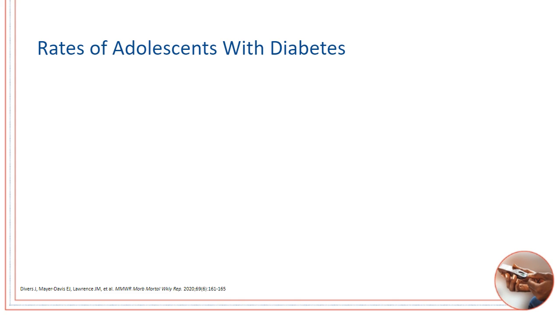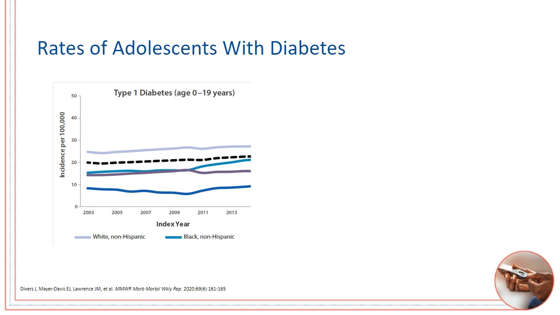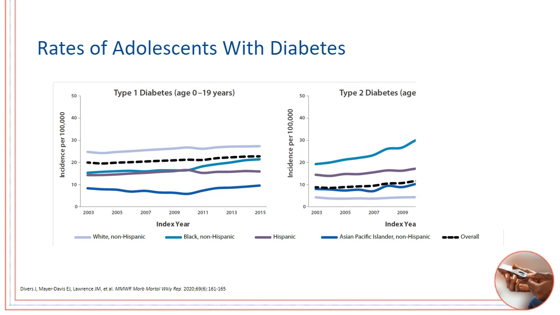So we're not going to spend a lot of time on type 2 diabetes in adolescents, but I think it's important to recognize in primary care that this is becoming increasingly common. If you look at the left-hand side of the graph, you can see that rates of type 1 diabetes are increasing, and they're going to be increasing even more since COVID. So you're going to see some changes there.